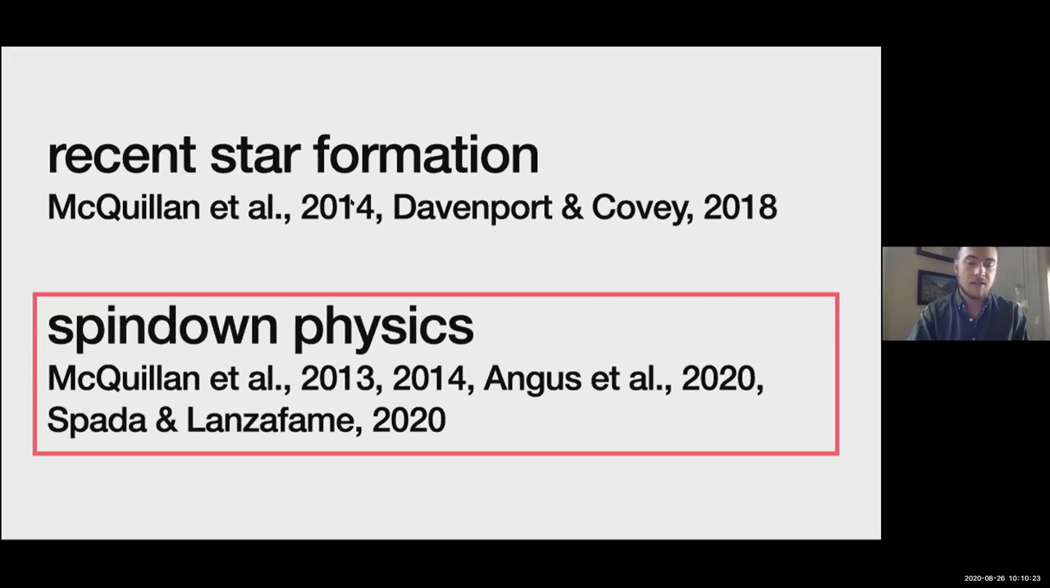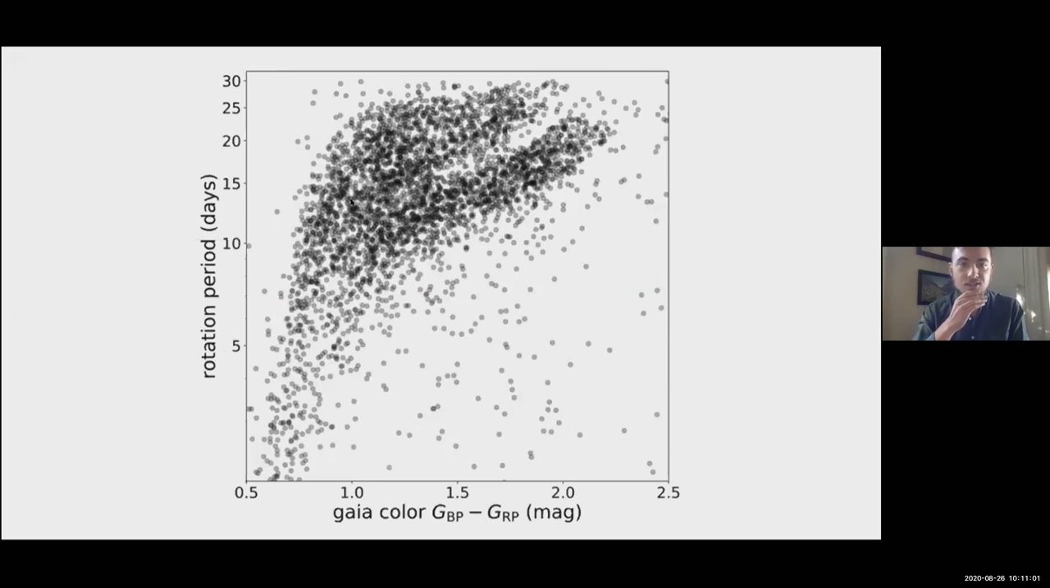Okay, so the other possible origin of this gap that I want to discuss is the idea that this gap is something that originates from spin-down physics. This was also mentioned by McQuillan et al. in their 2013 and 2014 papers. We just heard Ruth talk a little bit about this with regards to the shape of isochrones in that Kepler data. And we also have a sort of physical explanation for this that's due to Spada and Lanzafame, which they put forward in their 2020 paper. So to illustrate this, I believe you can all see my cursor.